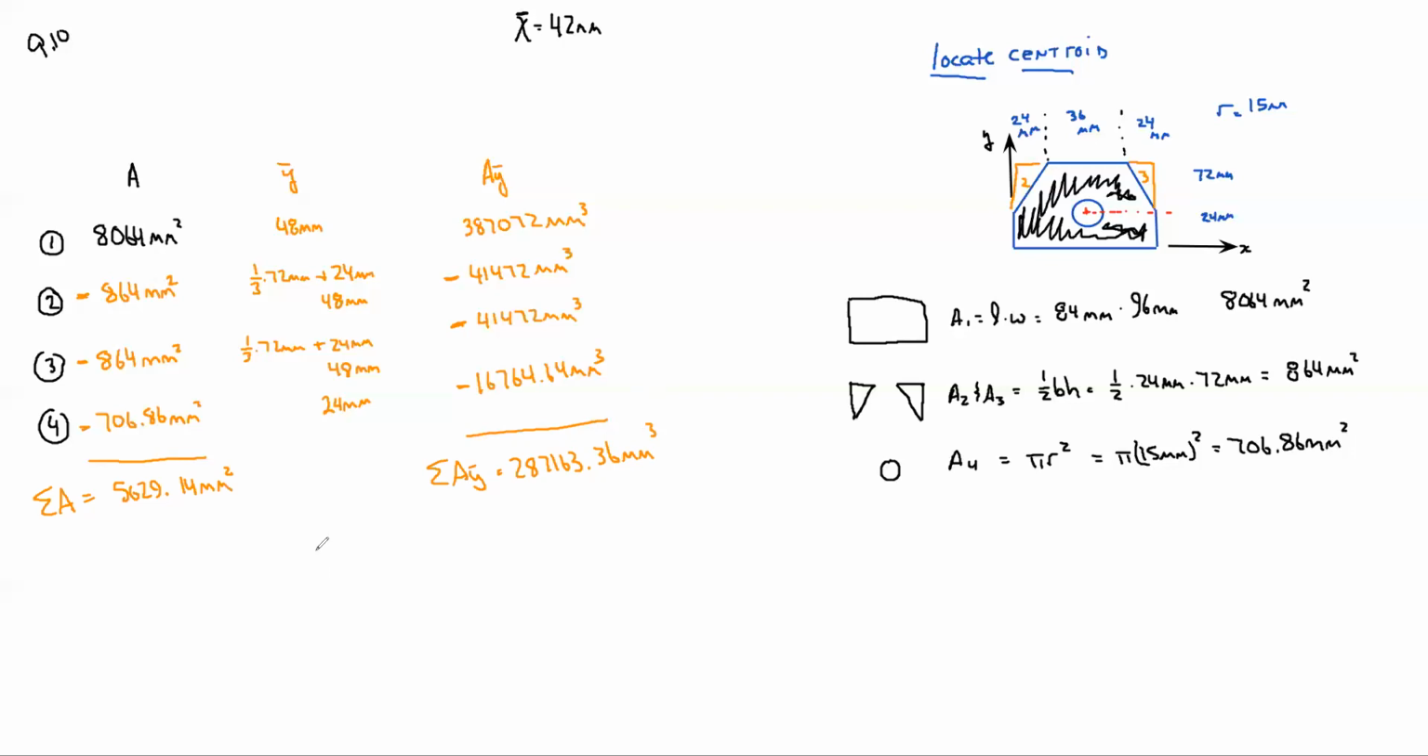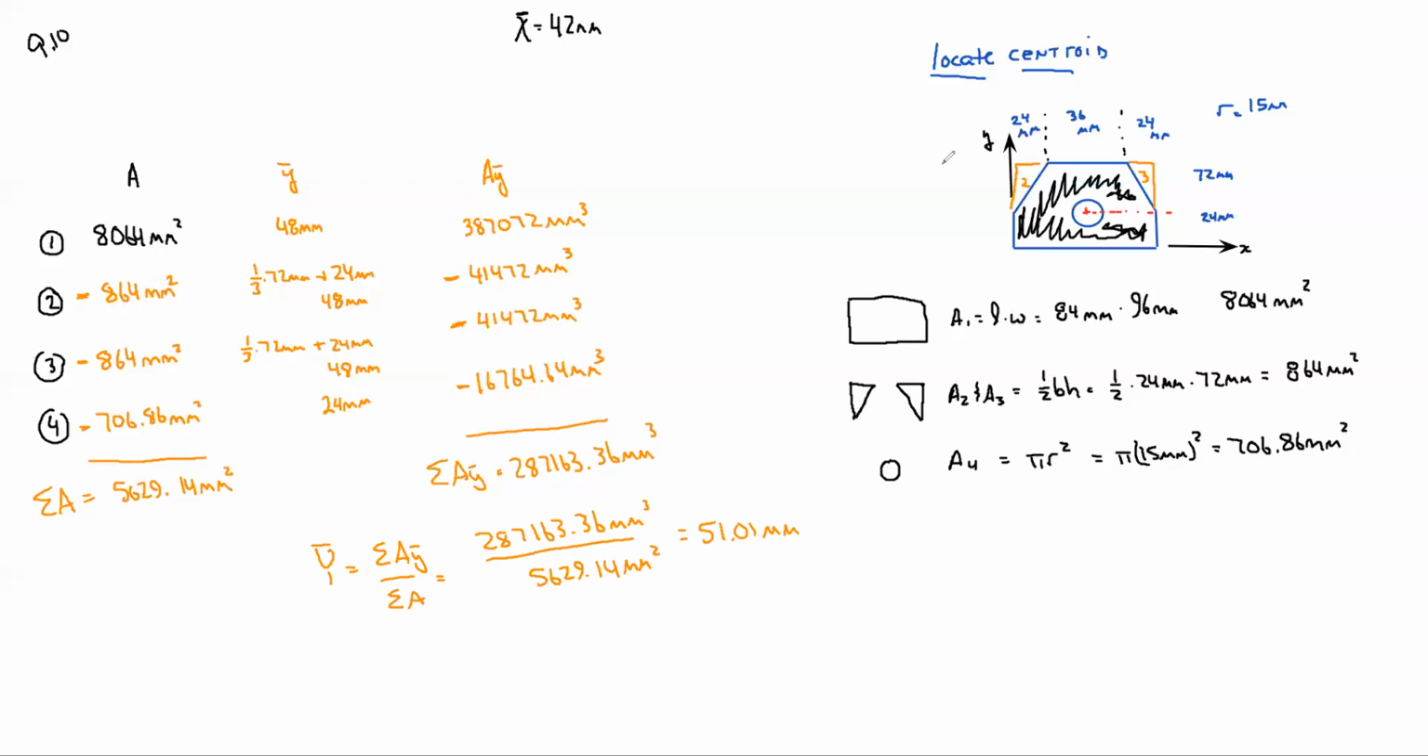And capital Y bar is the summation of A y bar divided by the summation of A. And when I do that division, I get 51.01 millimeters. So what does that mean?